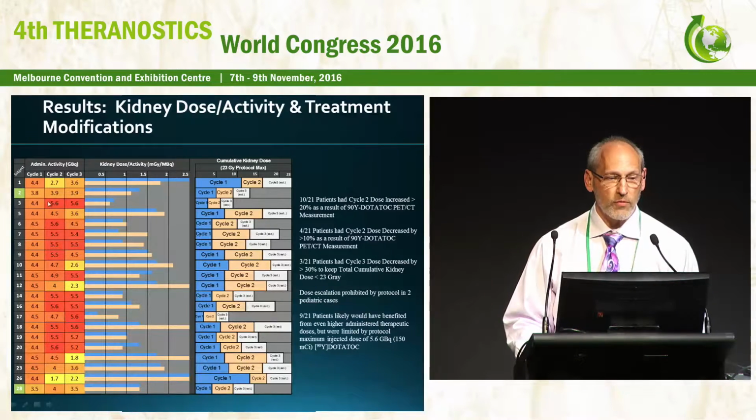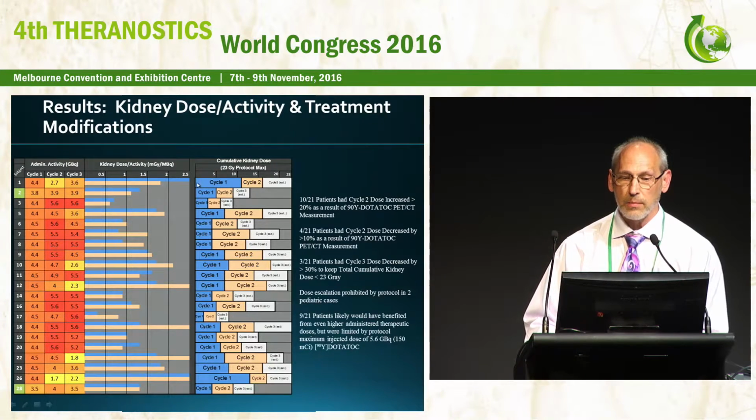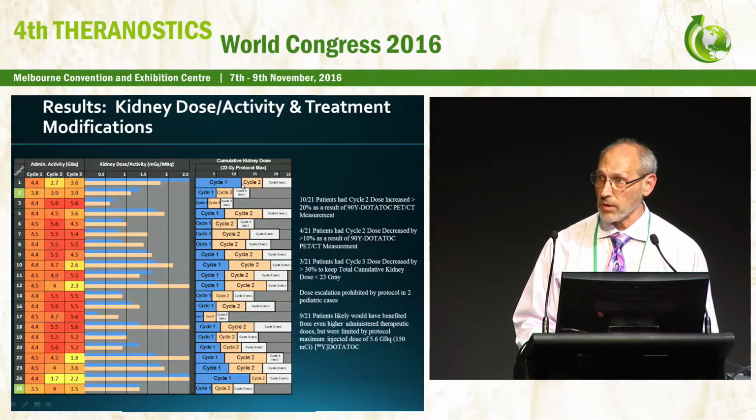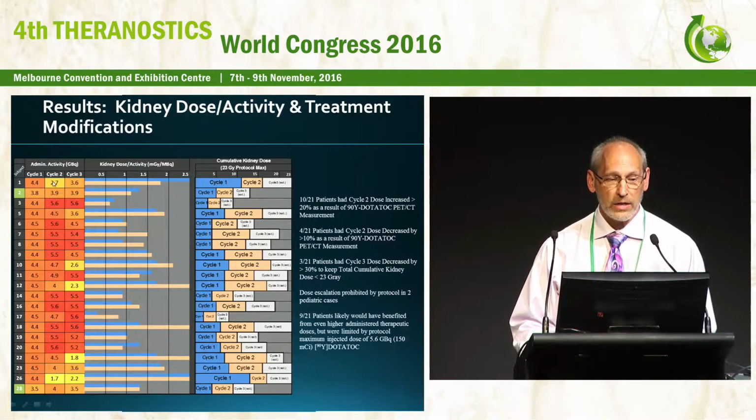Just to understand these, we'll follow through just 2 patients: the first one, and the third one. The first patient got 4.4 gigabecquerel, and if we go over to this last column, cycle 1, this blue bar here, ended up giving about 11 of the 23 gray available. So we clearly couldn't give 4.4 gigabecquerel each time, or we'd bust over the 23 gray to the kidney. So we had to drop in the second cycle down to 2.7.